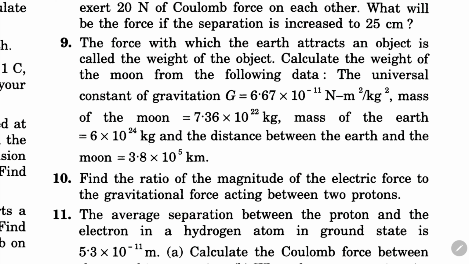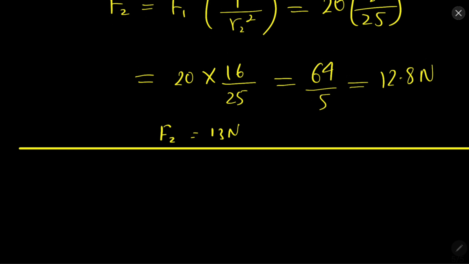Now in the 9th question we have a force with which the earth attracts an object. So obviously we know that that force is called the weight of the object. So you have to calculate the weight of the object on the moon using the following data. So obviously the weight will change, weight will be different on earth and weight will be different on the moon, okay? So what we have been given is that this is the 9th question.